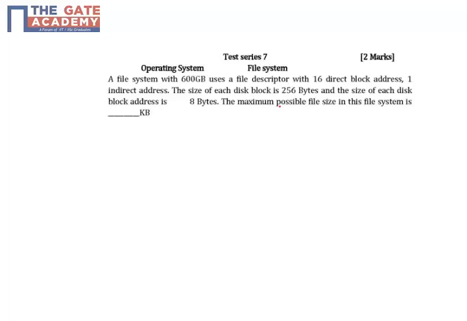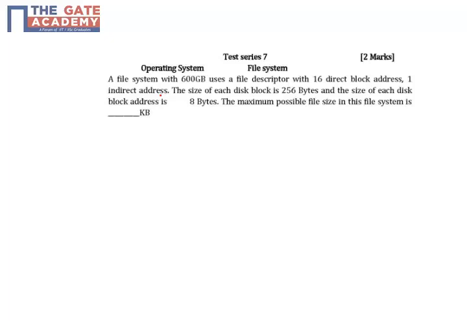So first of all, we will have to calculate the file size with 16 direct blocks and the file size with one indirect address. Then we'll have to add both so that we can get our maximum file size.